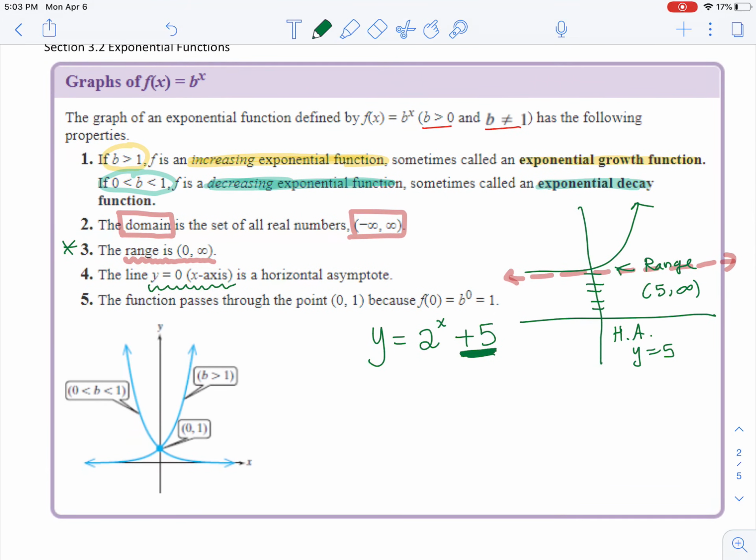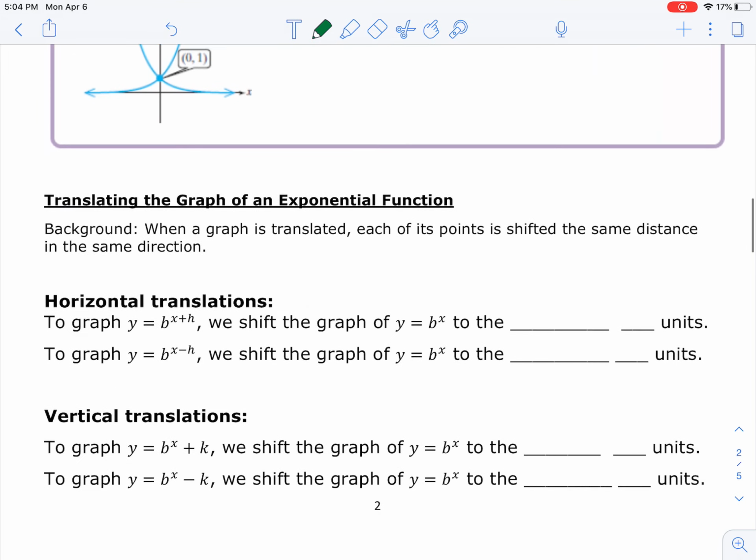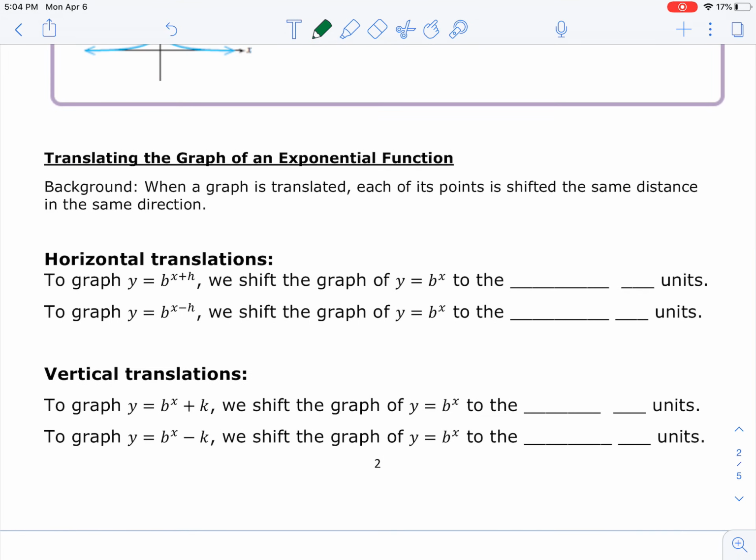All right, the function passes through the point (0, 1), because if you raise anything to the 0 power, it's just going to be 1. Again, these are just for functions that are not really translated vertically. Didn't move up or didn't move down, then these will be true. But if you move your graph up or down at all, then these rules will slightly change.